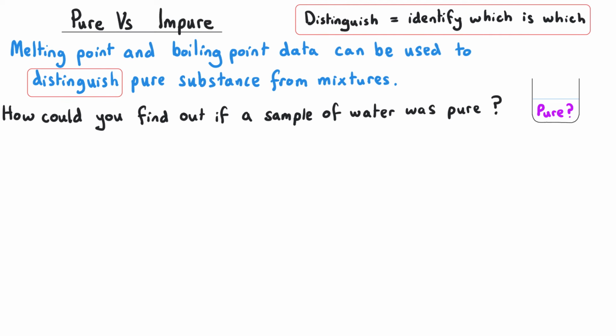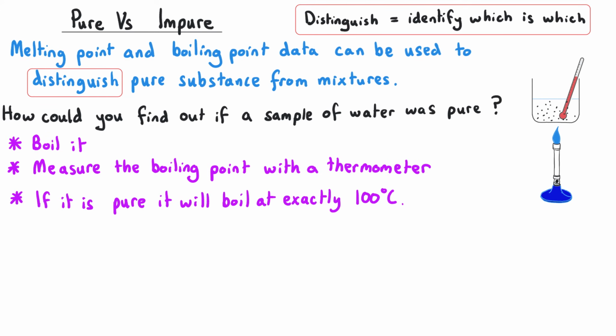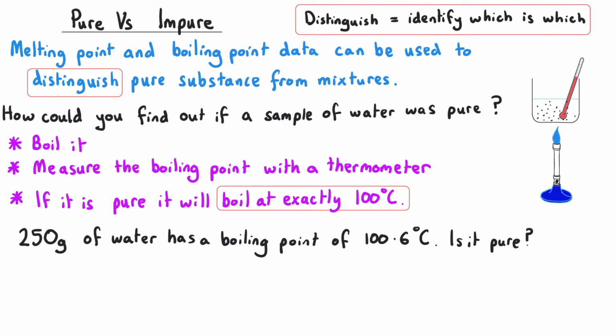Firstly, they might say, how could you find out if a sample of water was pure? And the way that you would do this is you would take your sample and you would heat it and bring it to the boil. So you would boil it. And then whilst you're doing that, you would measure the boiling point with a thermometer. And if it's a pure substance, it will boil at exactly 100 degrees C because that is the boiling point of water. Or they could tell you that a sample of water has a boiling point of 100.6 degrees C. And they could ask you if this was pure, and we can tell by looking at it that it's not, because it's not boiling at 100 degrees C.